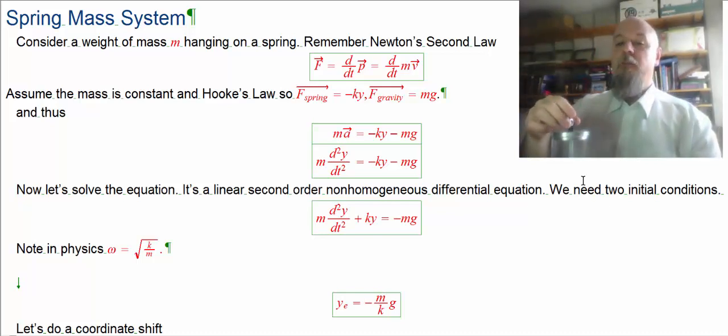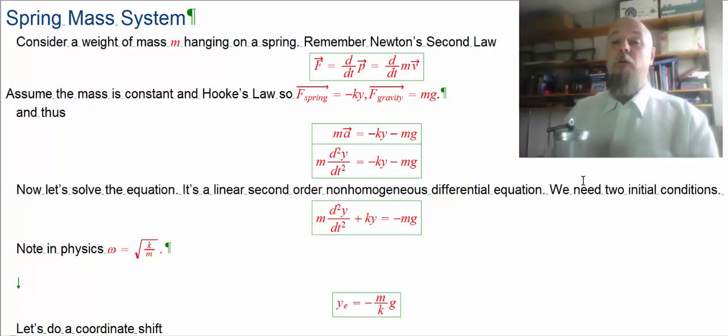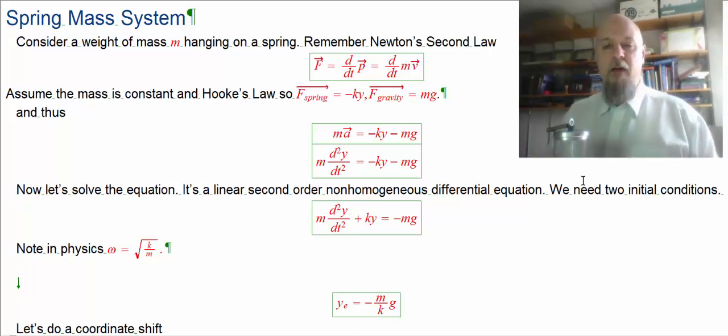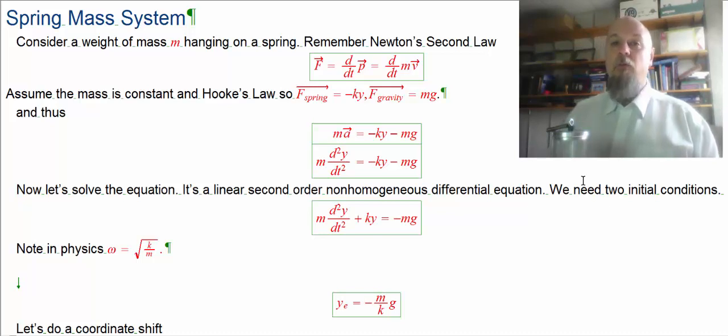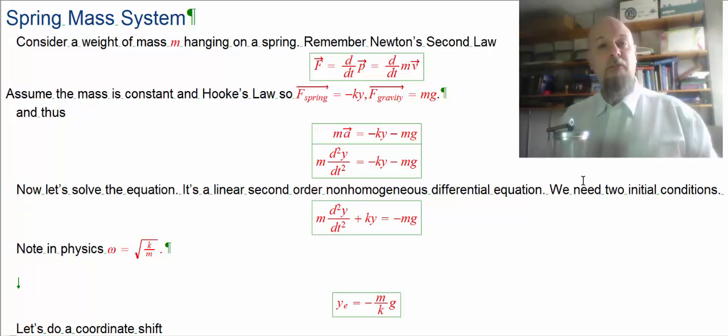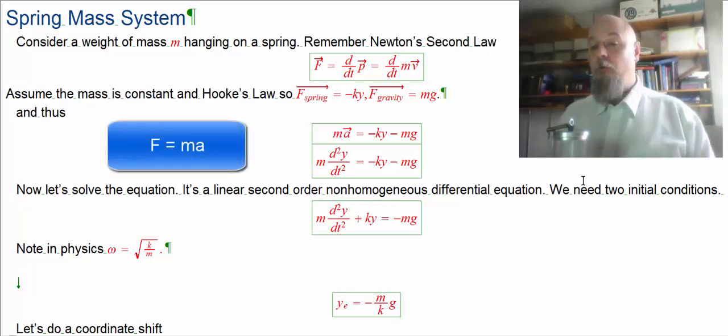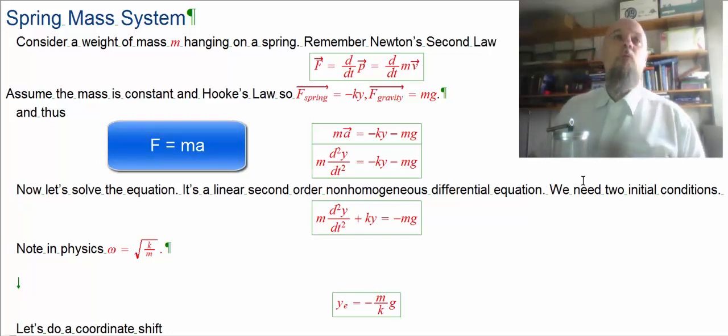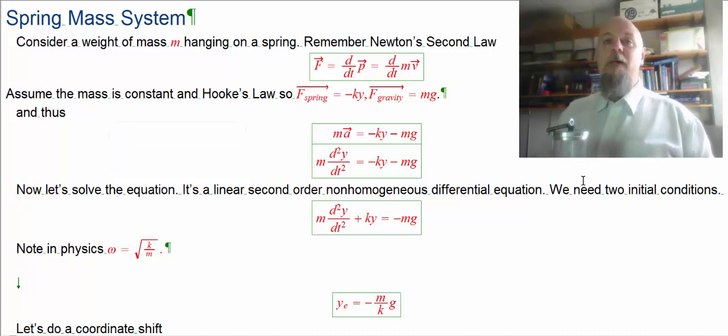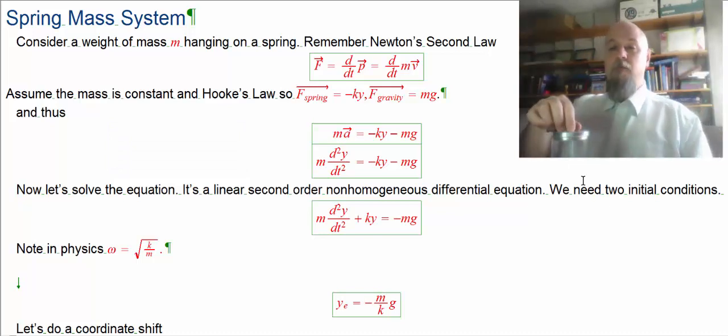Newton's second law says the force is equal to the change in momentum, where momentum is mass times velocity. We would better know it as F equals ma: the force is equal to the mass times acceleration. And that force, the force that's equal to ma, is the resultant force, the sum of all the forces acting on the object.